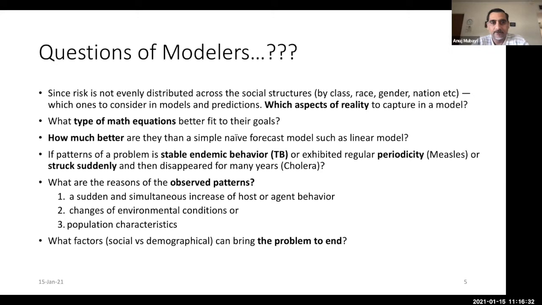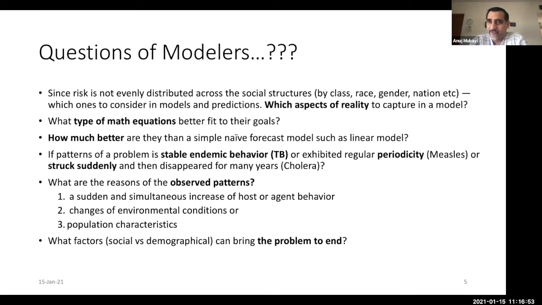So what aspects of the reality are critical, like gender, race, social structures of some sort, that go in the model, or cell levels? There could be many different aspects, so you have to know what questions to ask. What is the reality that you want to capture? What type of mathematical equation should it be?